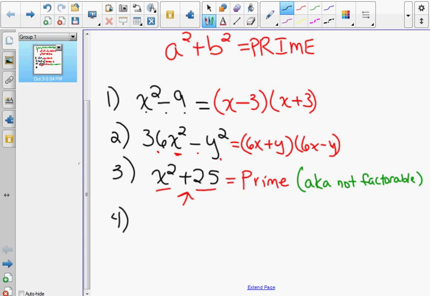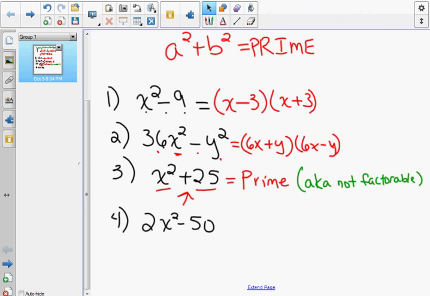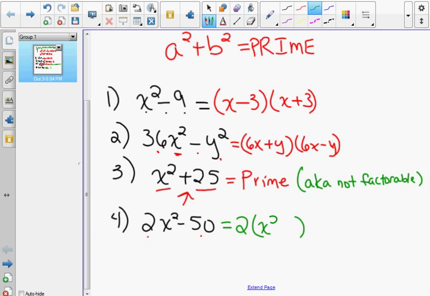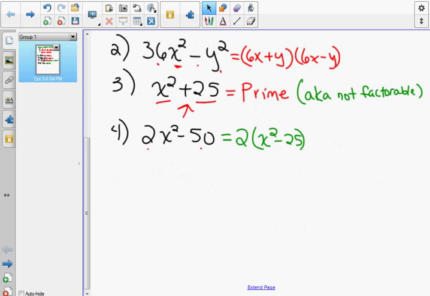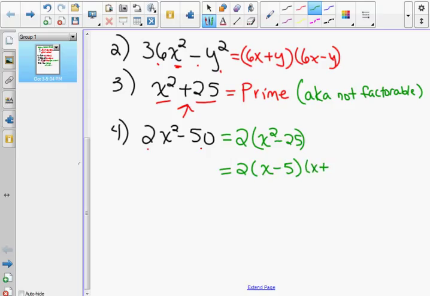Alright, so one more example with the difference of squares. 2x squared minus 50. Now you might be asking yourself, why did I include this example? Because 2 is not a perfect square and 50 is not a perfect square, and you'd be correct in that statement. What we're going to do here first is actually factor out the GCF. So after I pull out the 2, or factor out the 2, what I have left over is an x squared minus 25. Now we have something that is a difference of two perfect squares. So we're going to factor what we have on the inside. So that's going to give us an x minus 5 and an x plus 5.